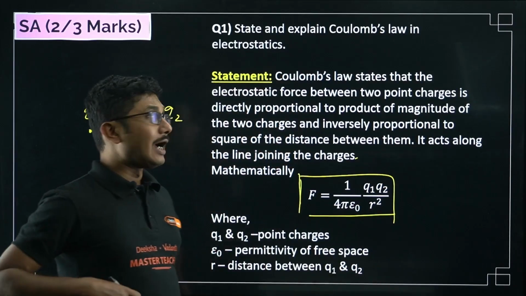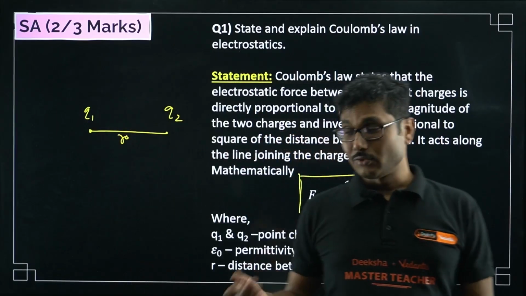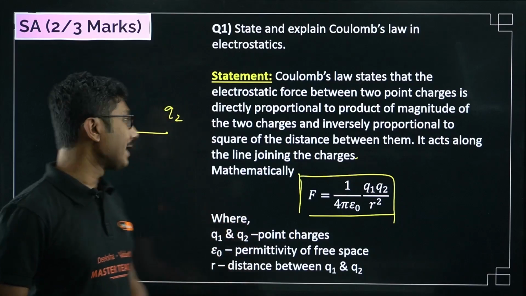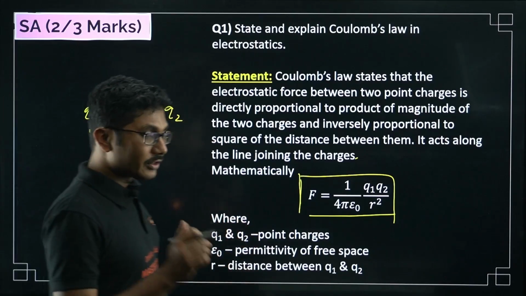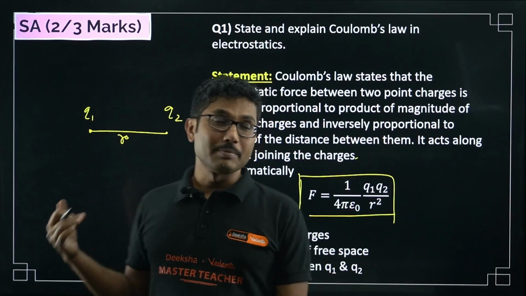State Coulomb's law generally comes as a 2 marker question: state Coulomb's law and write the mathematical expression. If they ask you for the explanation, you have to write everything and draw the diagram as well. For that you get 3 marks. So this is up to 3 marks, a very important question.